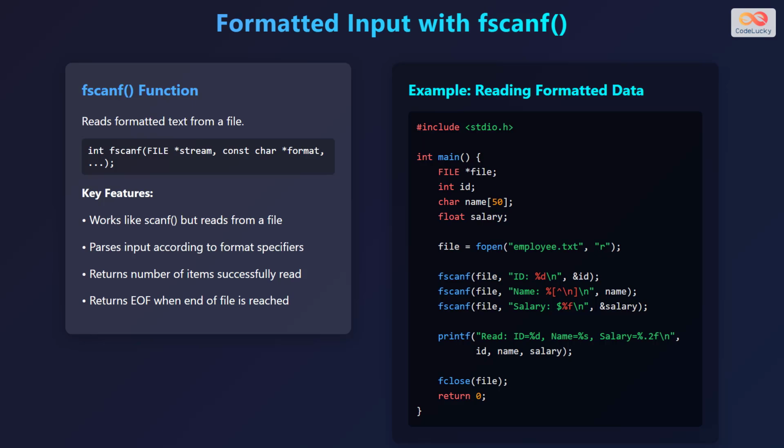On the right, we have a code example that reads formatted data from a file. First, we include the standard input-output header file. In the main function, we declare a file pointer, an integer ID, a character array for the name, and a float for the salary. We open the file employee.txt in read mode using the fopen function. We then use fscanf to read the ID, name, and salary from the file, using appropriate format specifiers. Finally, we print the read data and close the file.